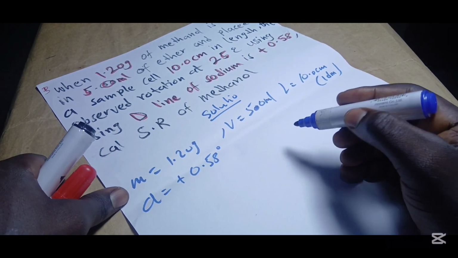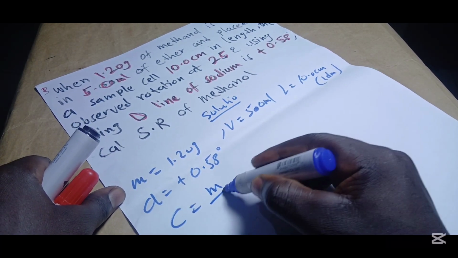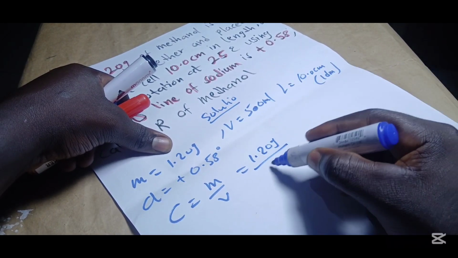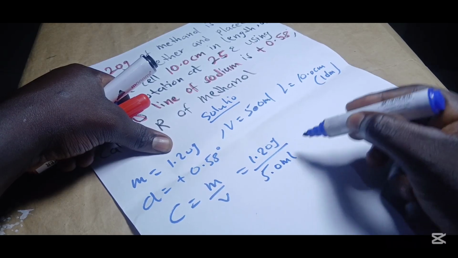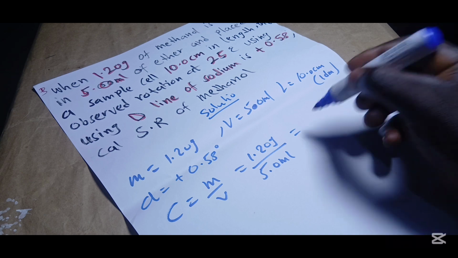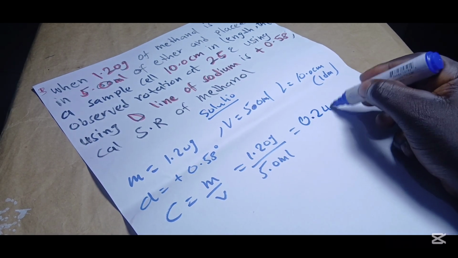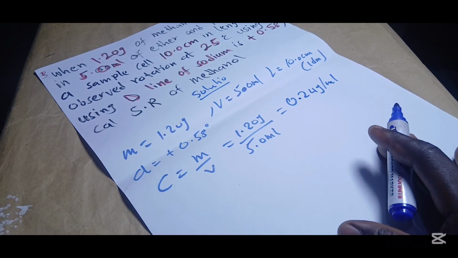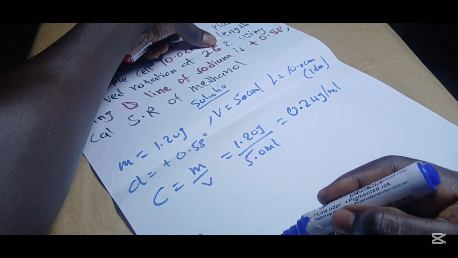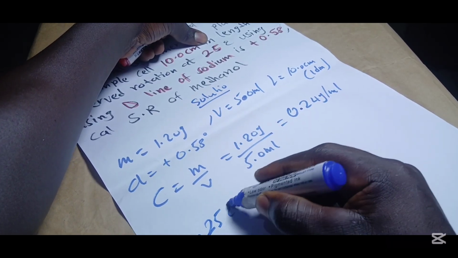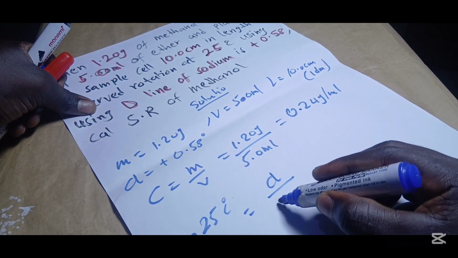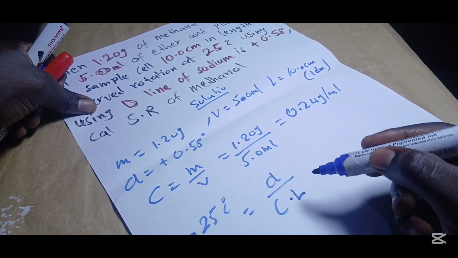Now we need to calculate our concentration. C equals M over V, which is equal to 1.20 grams over 5.0 ml. This gives us 0.24 grams per ml. And our specific rotation at 25 degrees Celsius using the D line sodium equals observed rotation over concentration multiplied by path length.